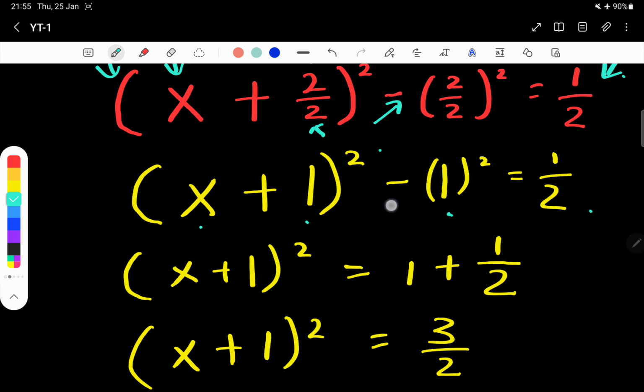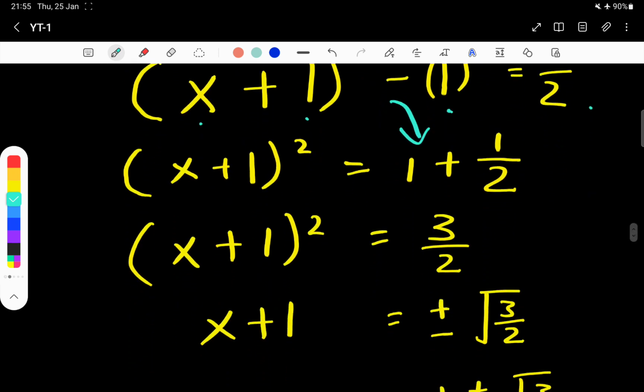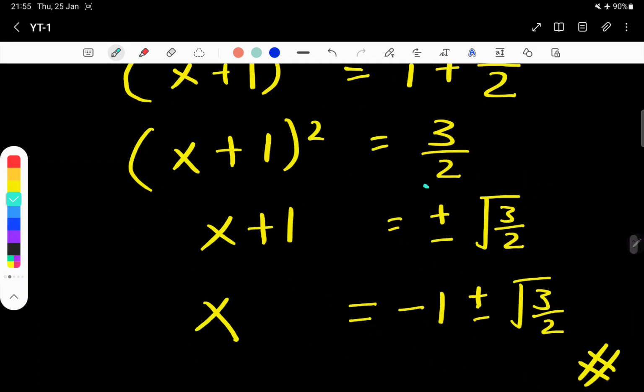After that, you can move the 1 to the right hand side and try to simplify by using fraction operations in order to get 3 over 2. So then you can carry out the square root on both sides. Remember that when you take the square root on both sides, you have the plus minus sign of the square root of 3 over 2. And finally, you can move the 1 to the right hand side in order to achieve x equal to negative 1 plus minus square root of 3 over 2.